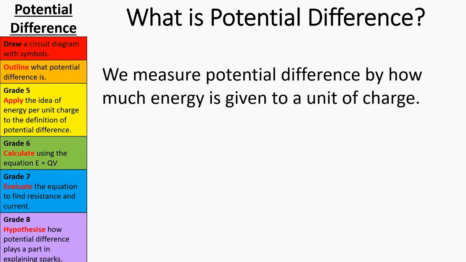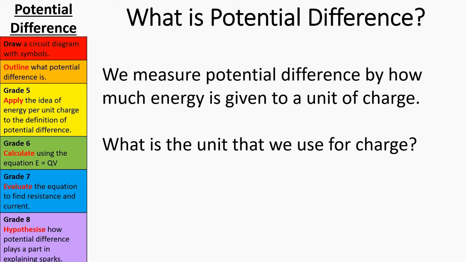So, we measure potential difference by how much energy is given to a unit of charge. What is the unit that we use for charge? See if you can remember. Pause the video if you can't. When you're ready to move on, press play. Did you remember that we use the coulomb for charge? So we measure potential difference by how much energy is given to each coulomb.